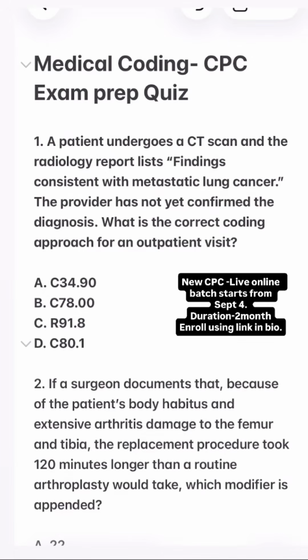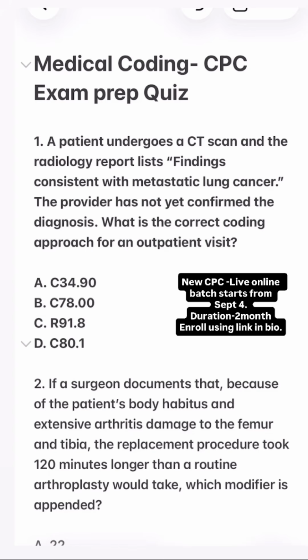So let's review some of the CPC quiz questions, which will help you with your exam preparation. So we have the first ICD question. Here they are asking about what is the correct coding approach for an outpatient visit. Whenever you are coding in outpatient coding, uncertain diagnoses are not coded as confirmed.